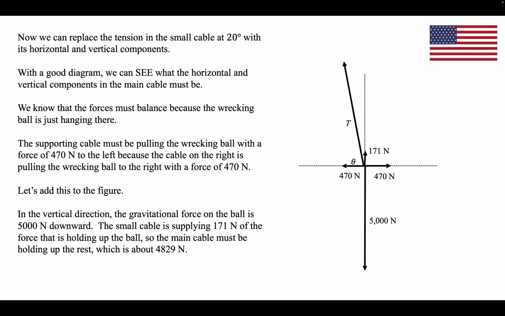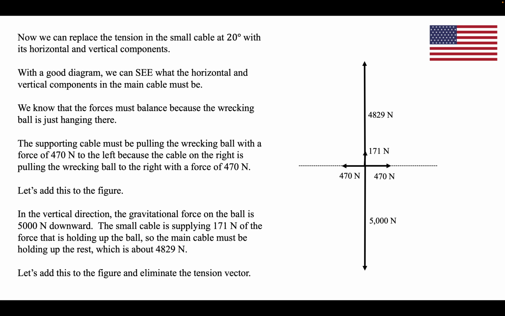Upwards, in the vertical direction, we have this guy providing a little bit, 171 newtons upwards. There's 5,000 newtons downward from gravity. This guy's got to be supplying the rest upwards, which is 4,829 newtons. So let's add that to the figure, and we can eliminate the tension vector because it's represented by the 470 to the left and the 4,829 up.